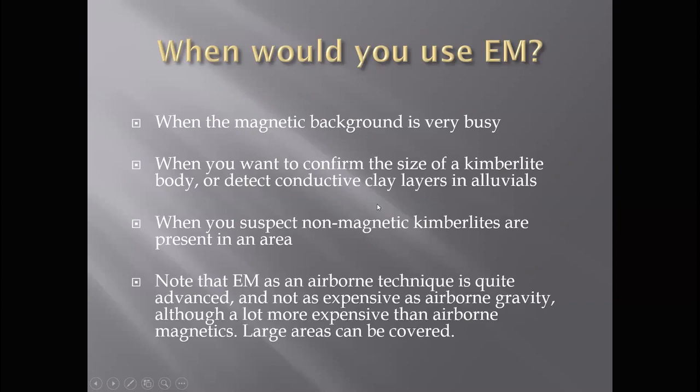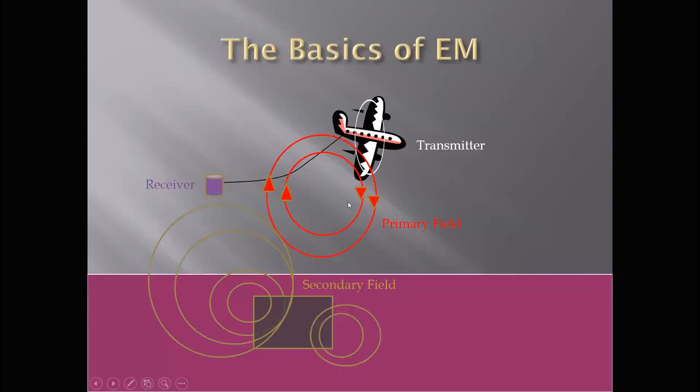Note that EM is quite expensive. It's more advanced. It's not as expensive as an airborne gravity survey, but it's a lot more expensive than an airborne magnetic survey. So as always, everything's relative. Can I afford to fly an EM survey? Can I afford to fly a gravity survey? If not, then I've got to do it on the ground, but I can't cover a lot of ground. So everything's an interplay. It all depends on budgets.